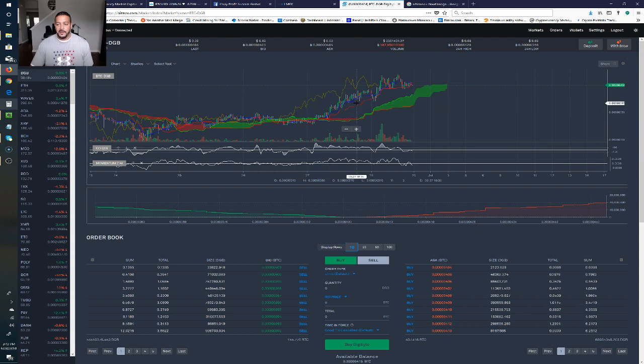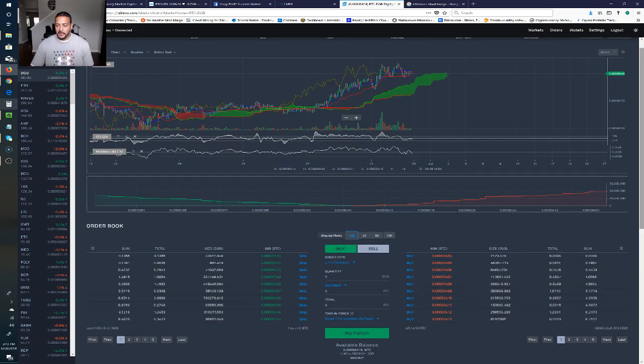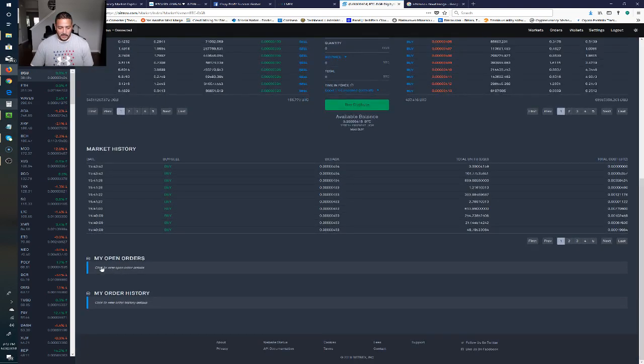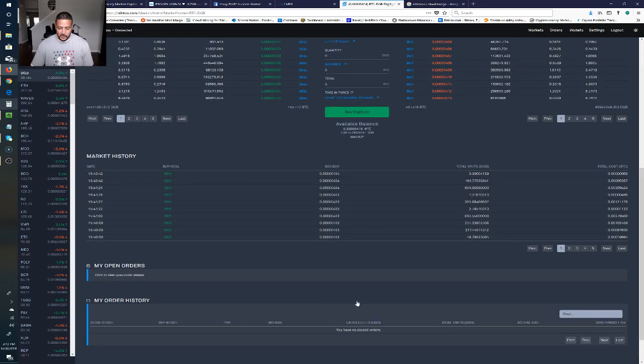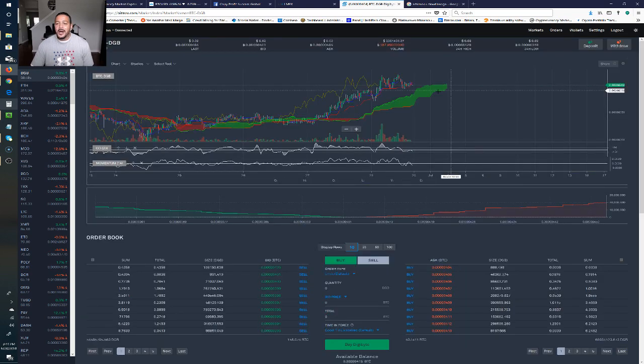Plus, I'm not in profit yet because I kind of bought a little late into this. Again, I bought it at 411, I believe it was. Let's see here. 411 Satoshi. Yes, I did. Actually, I bought it at 410. It's only at 400. So I'm still down.